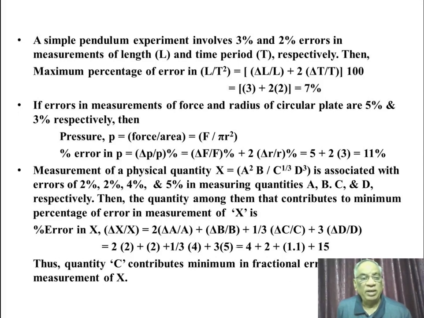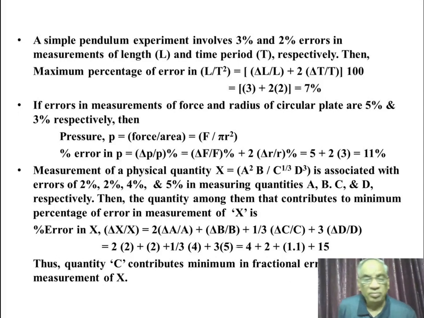So delta L by L to the power of 1, so delta L by L, plus twice delta T by T, because T square is there, plus division also adds, so 2 times delta T by T. That is 3 plus 2 into 2, that is 7%. So plus 7% is the maximum error, and minus 7% is the minimum fractional error in the measurement of the L by T square term. That is one example.